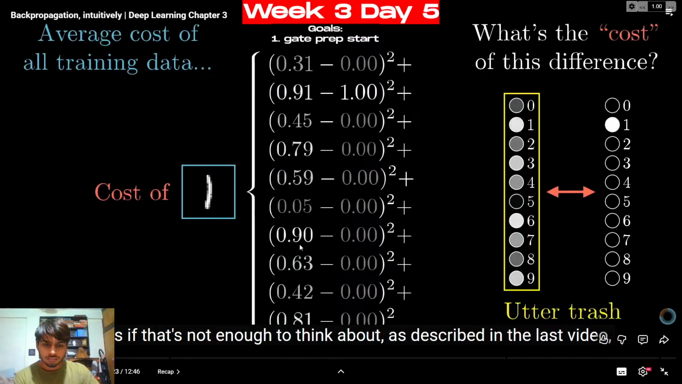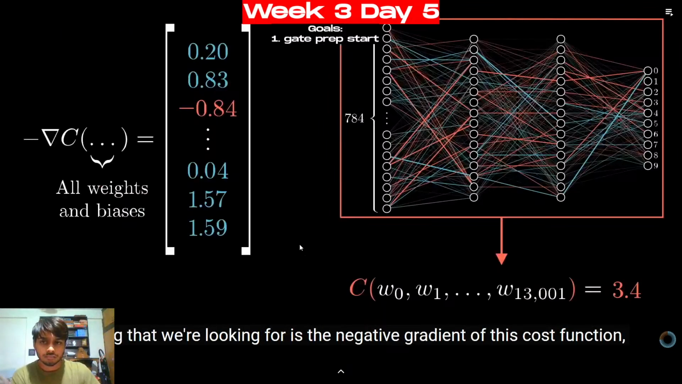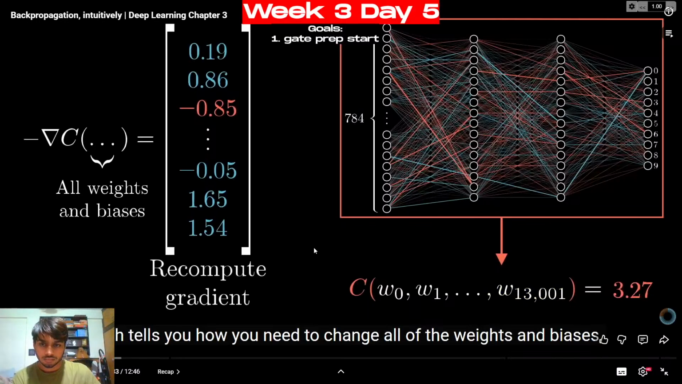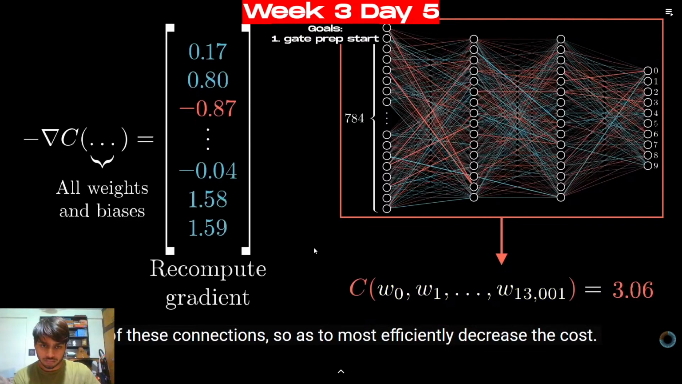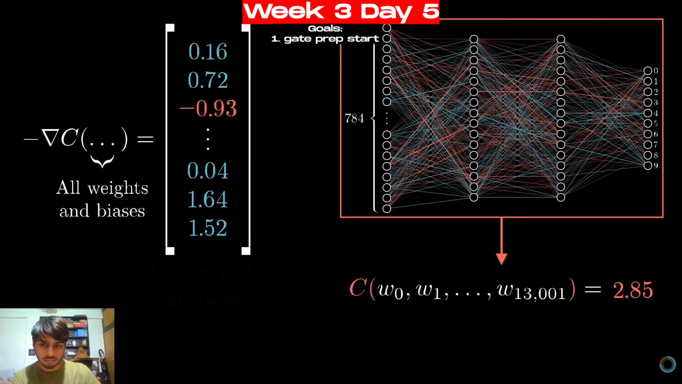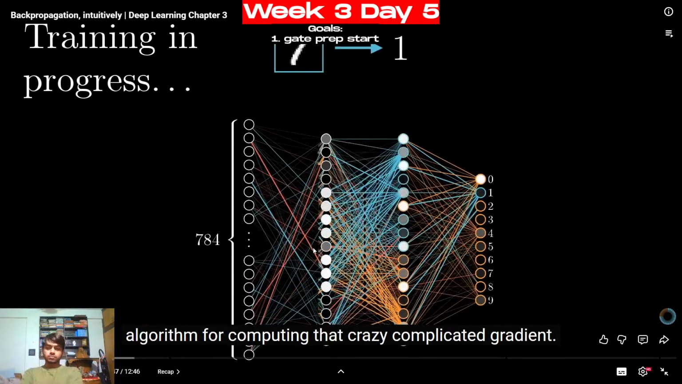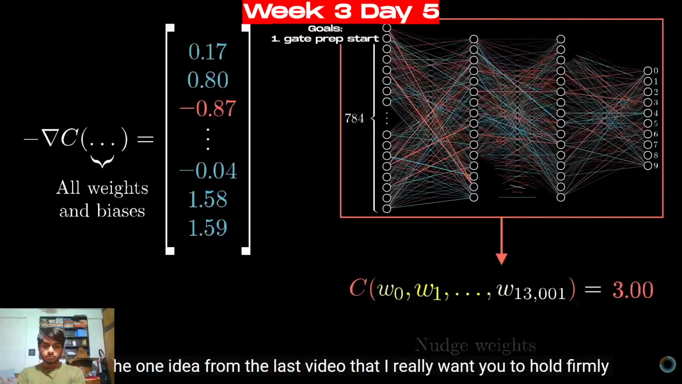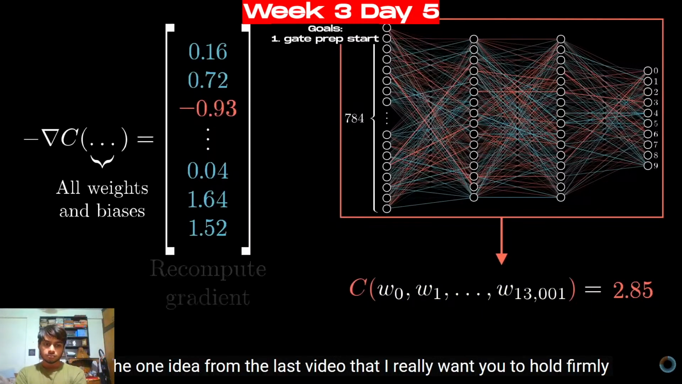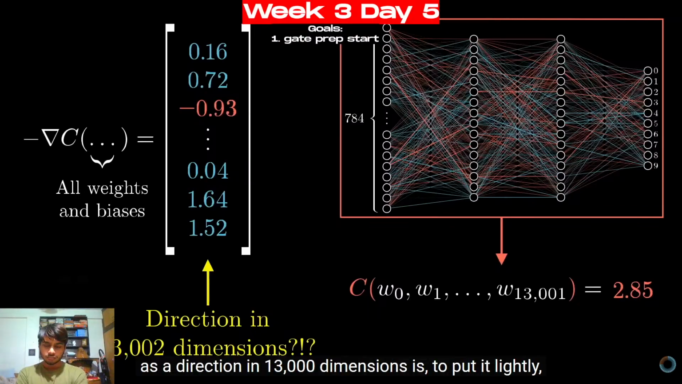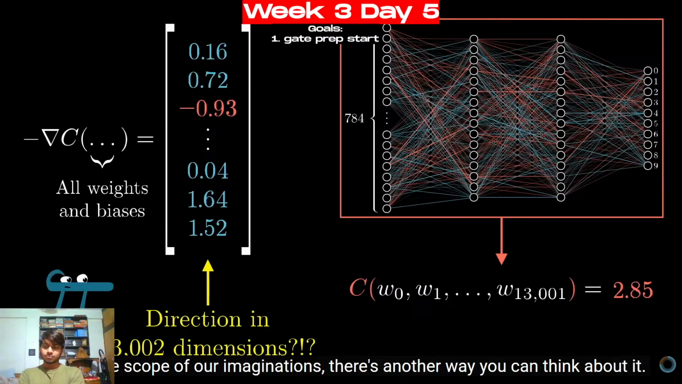And as if that's not enough to think about, as described in the last video, the thing that we're looking for is the negative gradient of this cost function, which tells you how you need to change all of the weights and biases, all these connections, so as to most efficiently decrease the cost. Backpropagation, the topic of this video, is an algorithm for computing that crazy complicated gradient. And the one idea from the last video that I really want you to hold firmly in your mind right now is that because thinking of the gradient vector as a direction in 13,000 dimensions is, to put it lightly, beyond the scope of our imaginations, there's another way you can think about it.